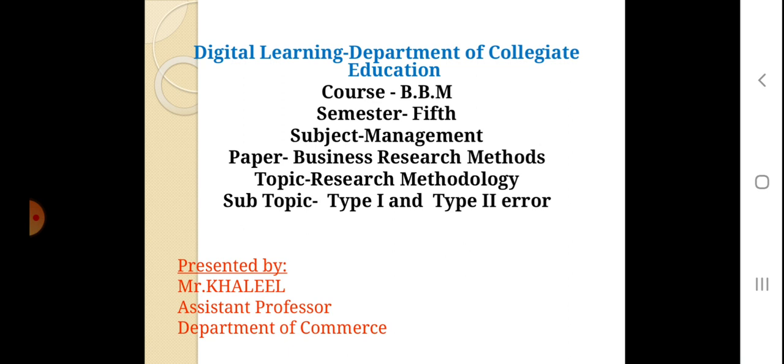Course BBM, semester 5th, subject management, paper business research methods, unit research methodology. Today's topic is type 1 and type 2 errors. Especially, in the previous session we discussed type 1 error. In this session we will discuss type 2 error.